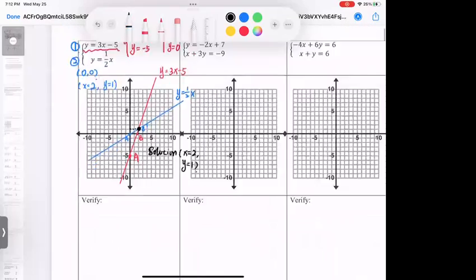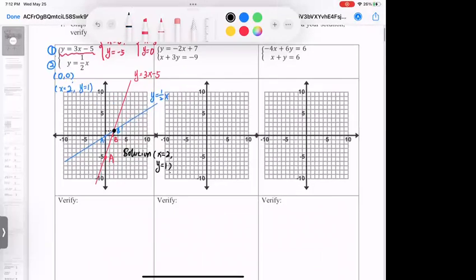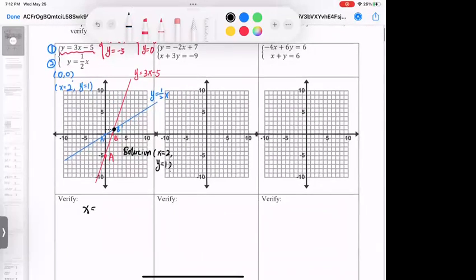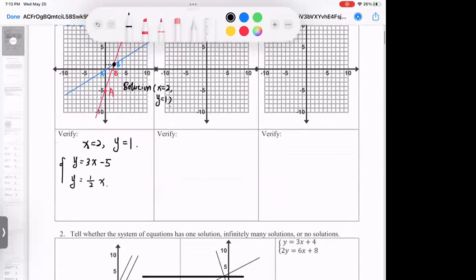Let's go back to how to verify it. x equals 2, y equals 1. We have y = 3x - 5 and y = 1/2x. Can you please verify the solution, everyone? I will show you the first one.